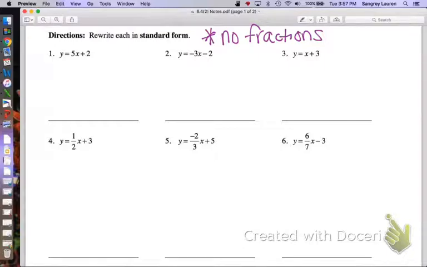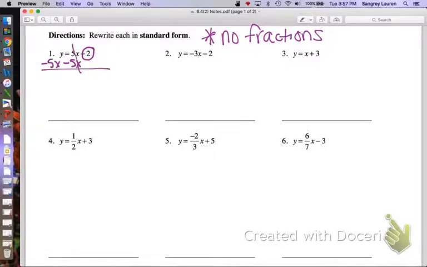So right now, y is alone. This is in y equals mx plus b form. But we want to change it so that the number is alone. So I actually want 2 to be alone. So to get 2 alone, I have to subtract 5x from both sides.